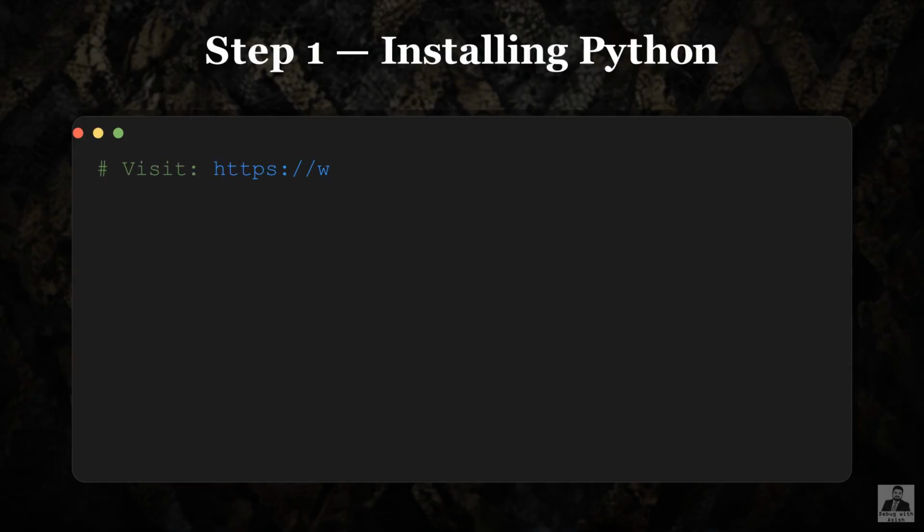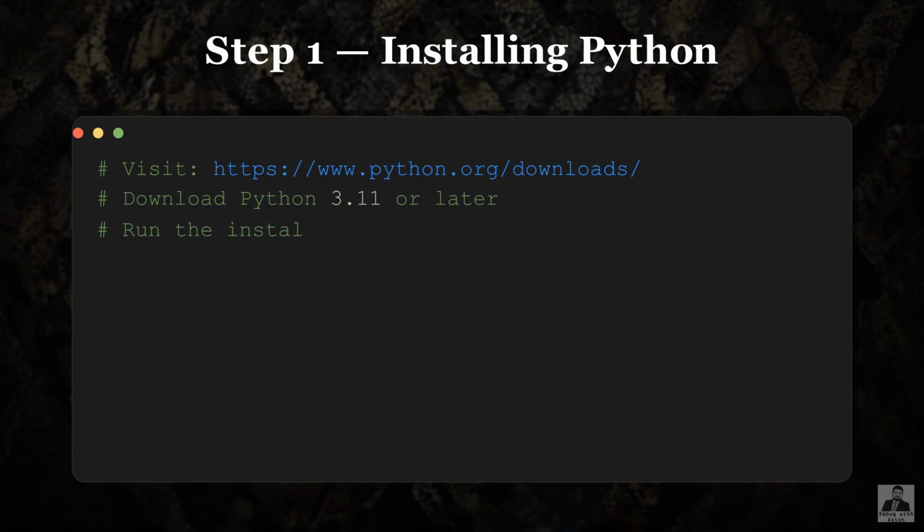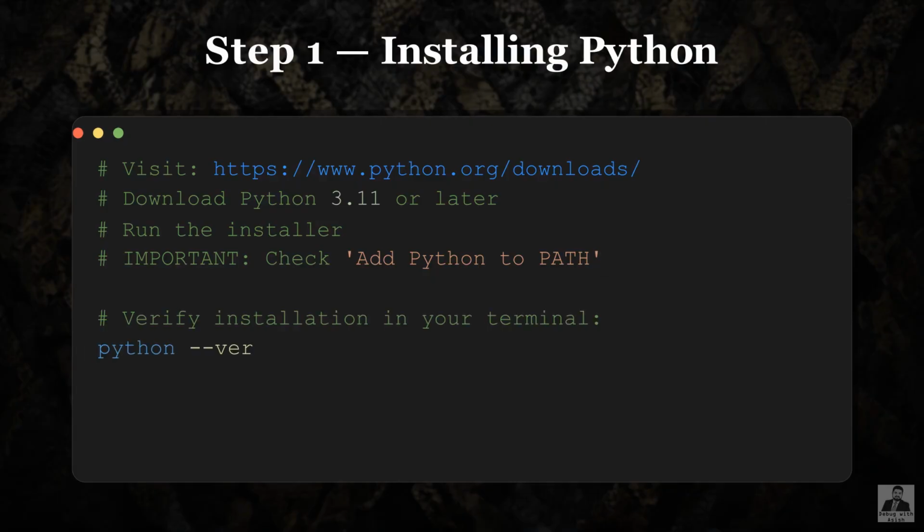Go to python.org and download the latest version, 3.11 or above. When the installer opens, there's one step most beginners miss. Check the box that says Add Python to Path. This lets your terminal recognize the Python command from anywhere on your system. Once installed, open your terminal and type python --version. If you see a version number printed back, your installation worked correctly.